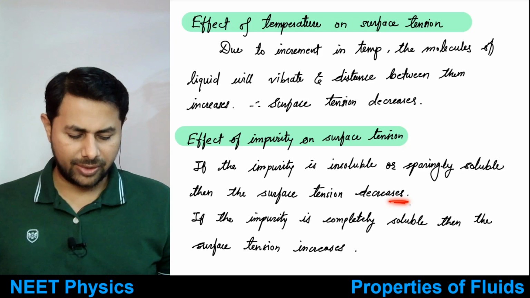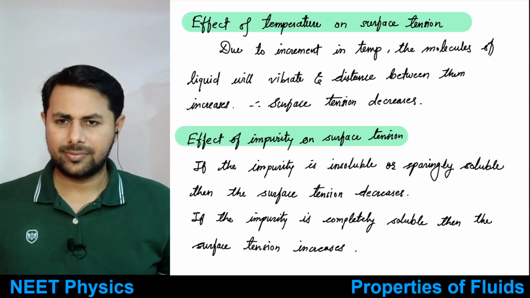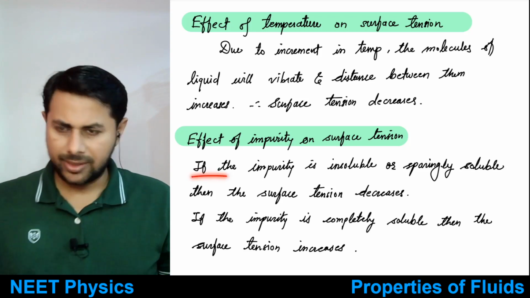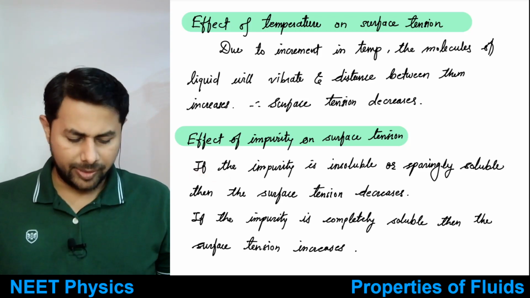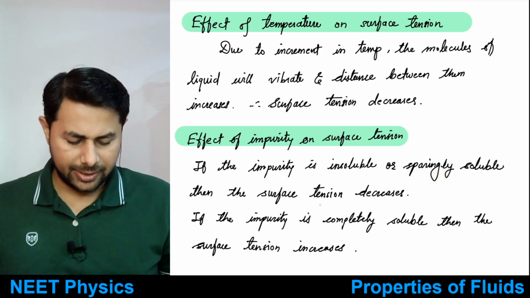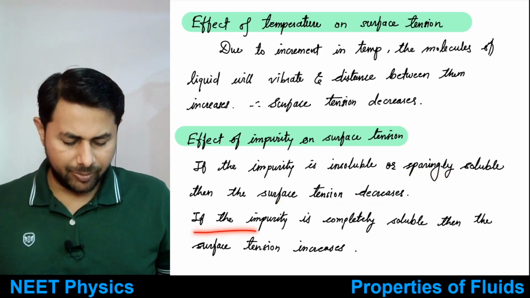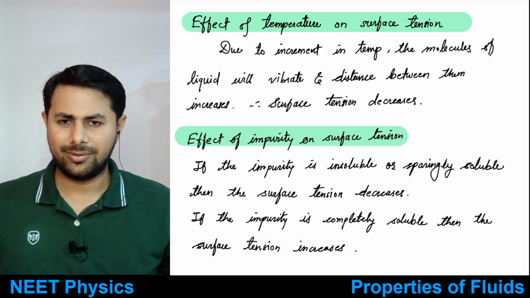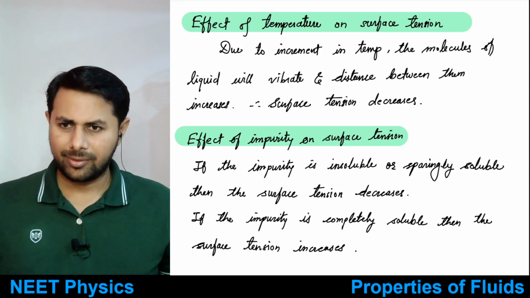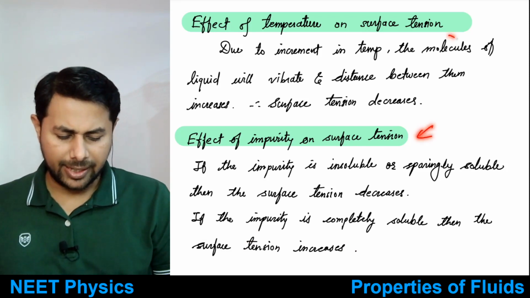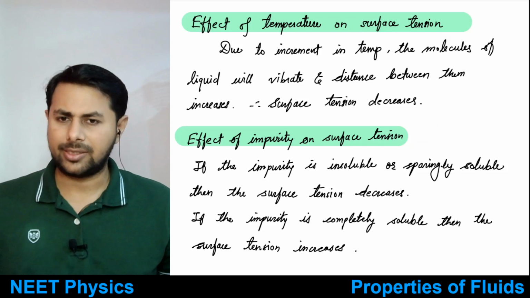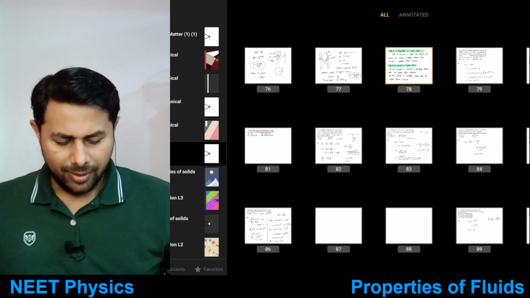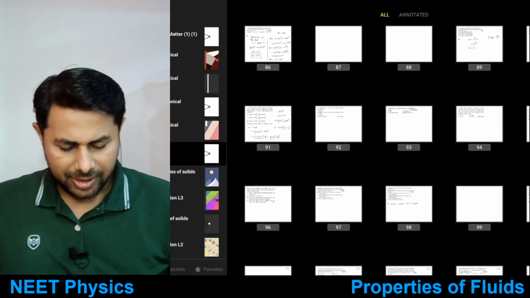This thing is clear to everyone, right? So we need to remember only this: if the impurity is insoluble or sparingly soluble, then the surface tension decreases. If the impurity is completely soluble, then the surface tension increases. All right, so this is the effect of impurity and temperature on the surface tension. Then let's see some problems based upon this.